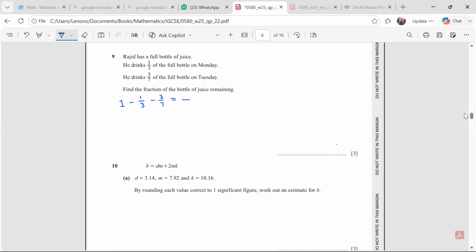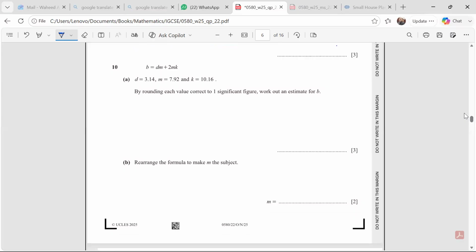So how will we solve this thing? The common denominator should be 21. So this is 21 minus 9 minus 7 and minus 1 is minus 16 over 21. So 21 minus 16 would be 5. So 5 over 21 part of the bottle is left after Tuesday. Okay, I hope it makes sense.